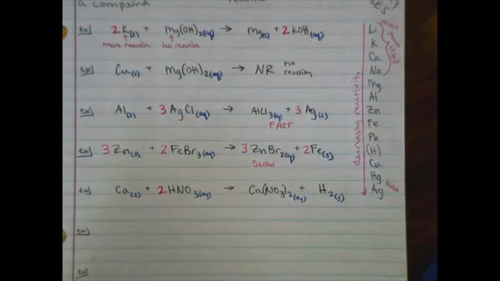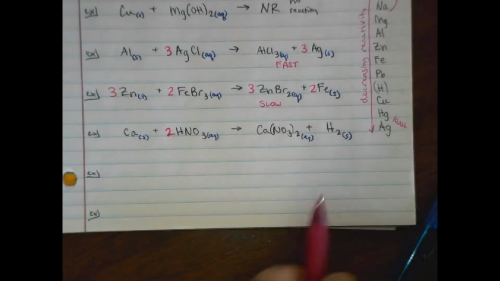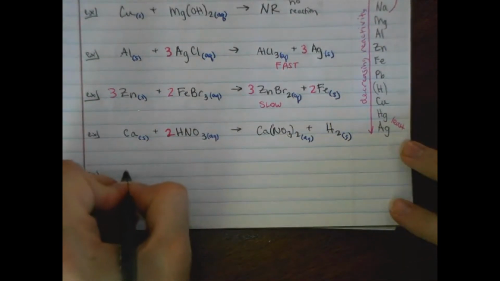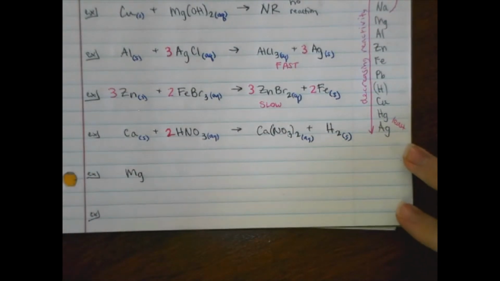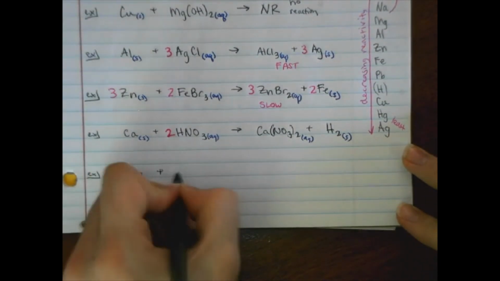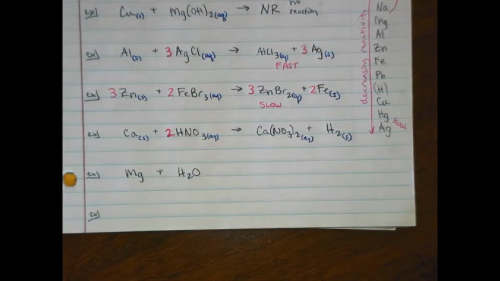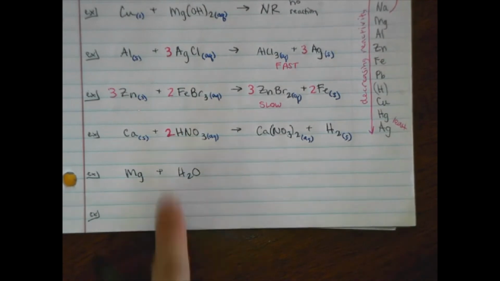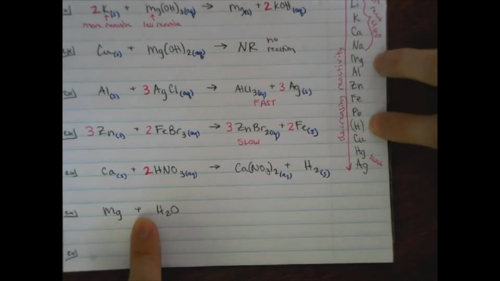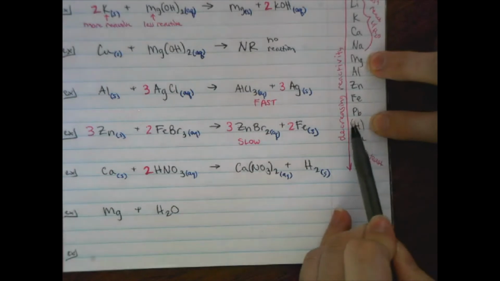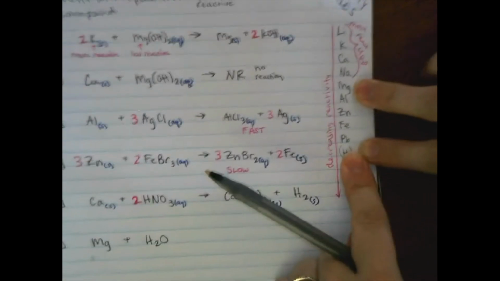What about if we have a metal that's trying to react with water? Some of these reactions happen, some of them do not. And that's because water is very, very stable. So for instance, let's say that magnesium is trying to react with water. Now magnesium is an alkaline earth metal. It's pretty reactive, but not nearly as reactive as the alkali metals. If we consult our chart here, yes, magnesium is more reactive than hydrogen, but we have this little note here.